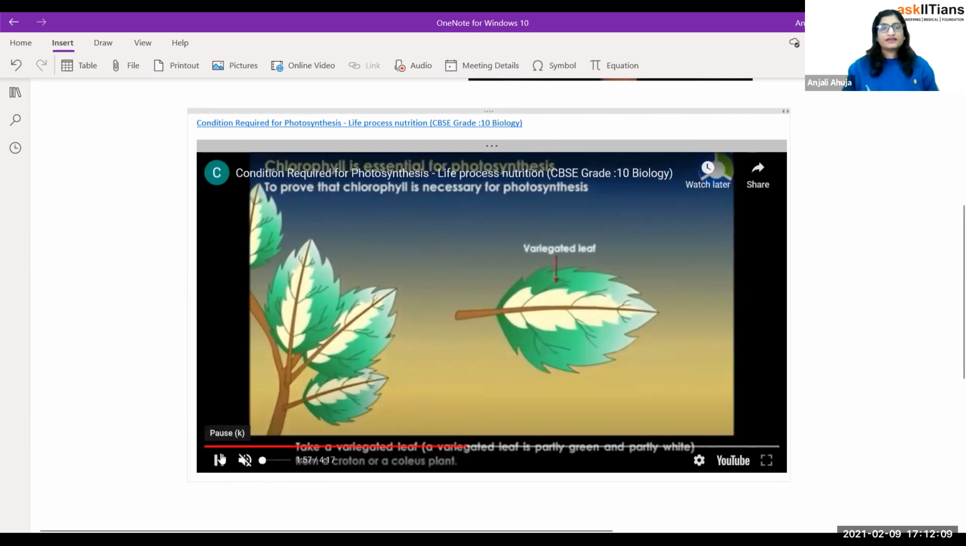Take a variegated leaf. Actually, it's not vegetative, I'm so sorry. Vegetative is the non-reproductive part of the plant. This is variegated, as in, present in different colors. Variation is there, so a green part and a partly white part is there. Take that kind of leaf from a croton or any kind of plant wherever it can be available.